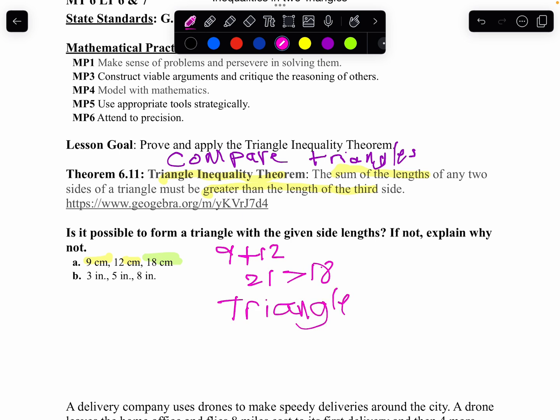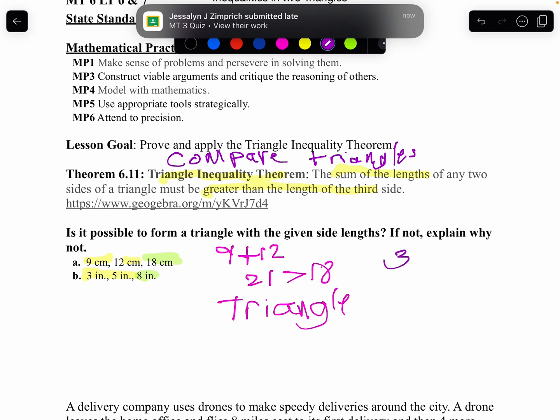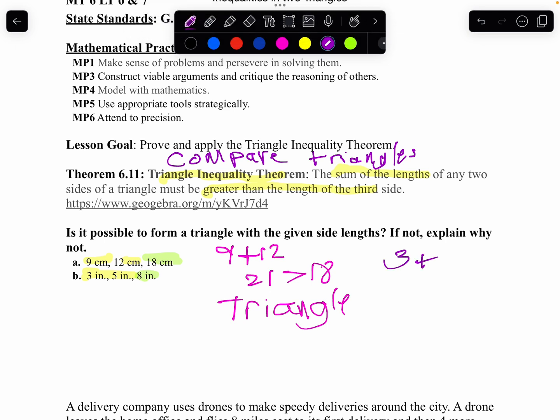Now if I look at my next one, I've got 3 and 5, sorry. I'm going to compare that to 8. So if I take 3 plus 5 and I compare that to 8, well, 8 equals 8. That's not greater, is it? So that's not a triangle. So given three lengths, you should be able to determine what makes a triangle.